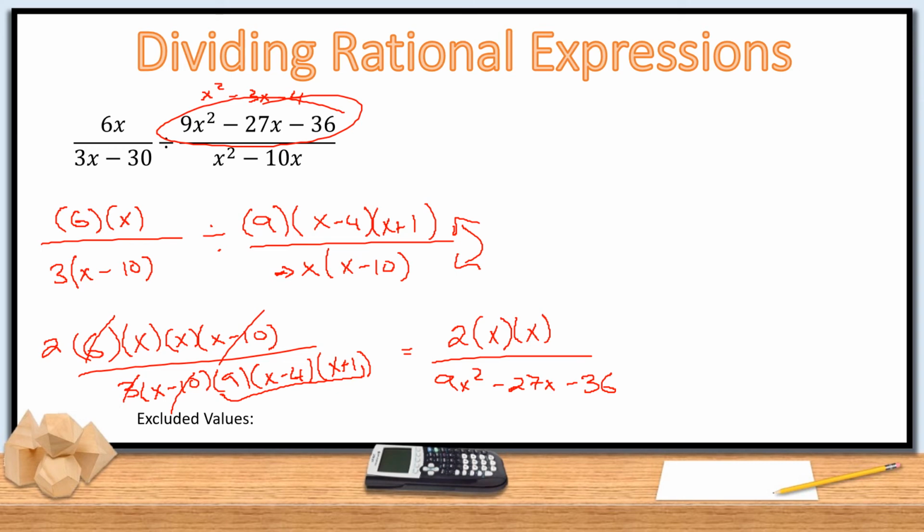Excluded values, so we've got positive 10, we've got positive 4, we've got minus 1, and just go check on your original one again, there is an extra x down here, so 0 is also an excluded value. So just be aware of that. You don't want to miss out on that last one.